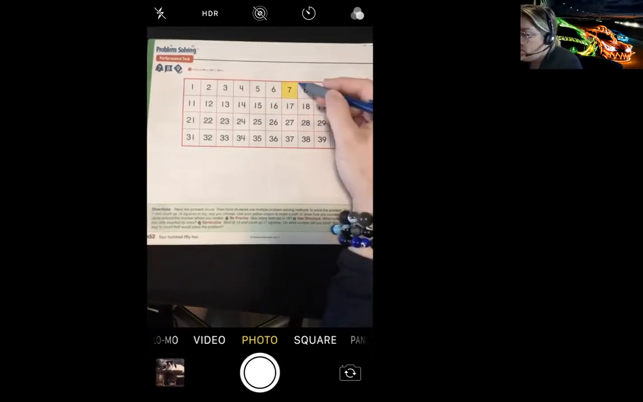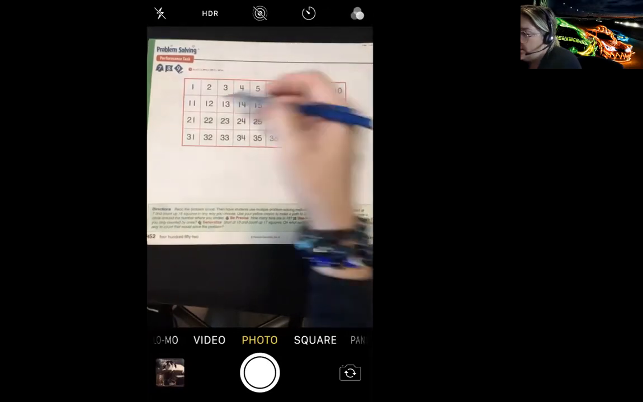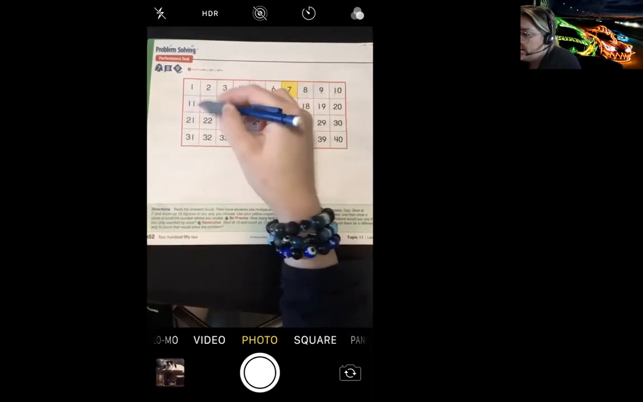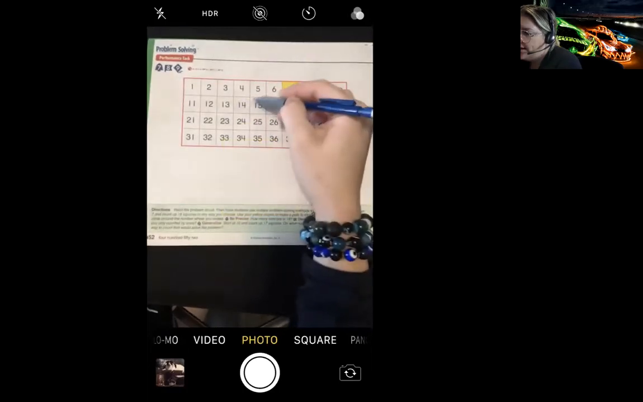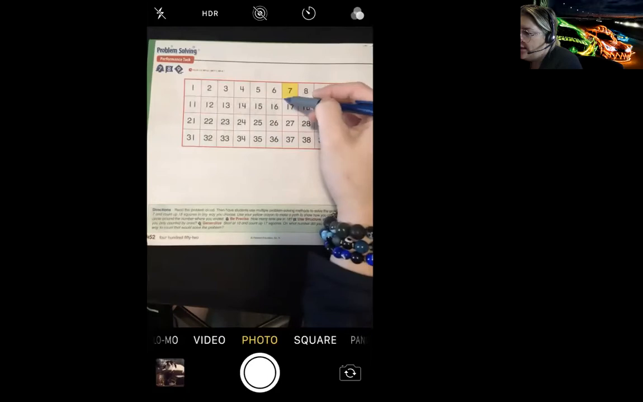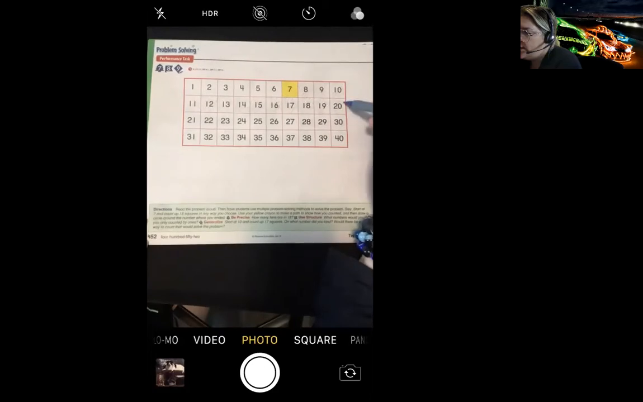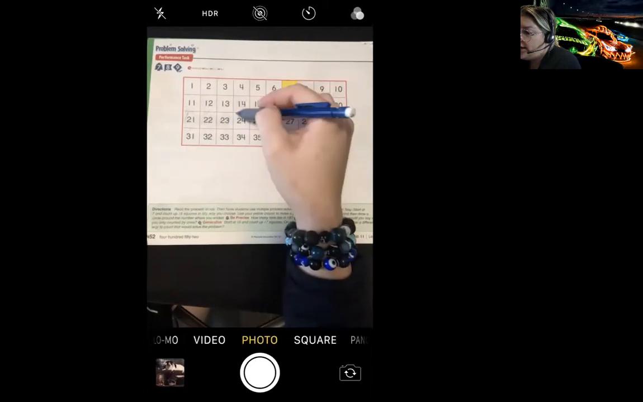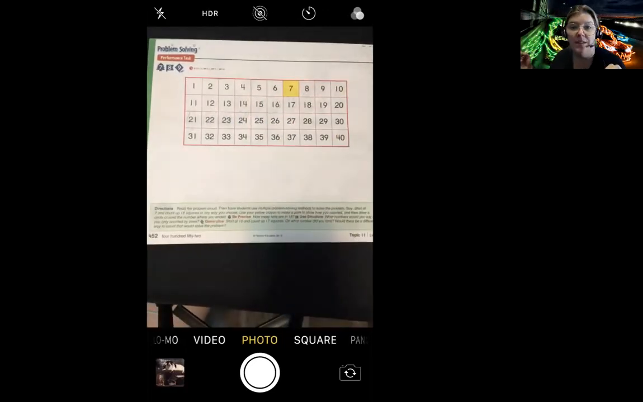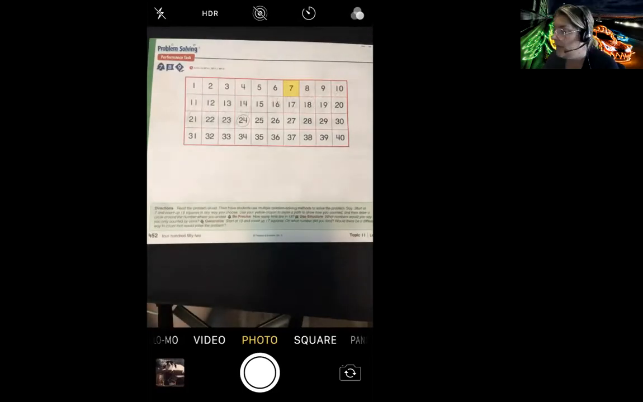So this is 1, 2, 3, 4, 5, 6, 7, 8, 9, 10, 11, 12, 13, 14, 15, 16, 17, 18. So what number did we stop on when we counted 18 squares? We stopped on 24. You're right. So go ahead and circle 24 because that's the number we stopped on.